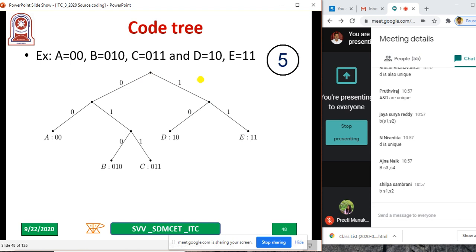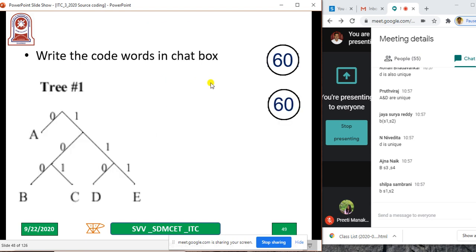Hope all of you understood. I'll check whether you understood or not. You are supposed to write the answer in the chat box, and your attendance is your chat box only. Write down fast: the codes for A, B, C, D, E.